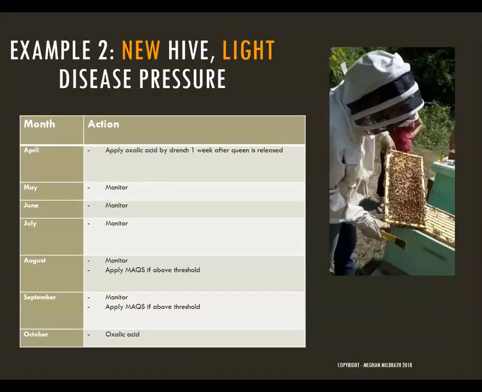Okay, let's say we have light disease pressure though, and it's a brand new package. We could do the same thing where we apply an oxalic acid by drench a week after the queen is released. So we start off the same, we monitor, and if we ever get high above threshold, then we have the Mite Away quick strips.